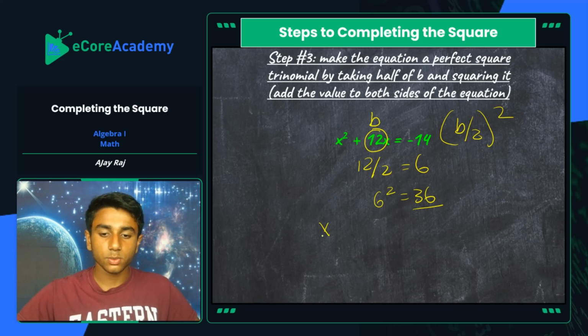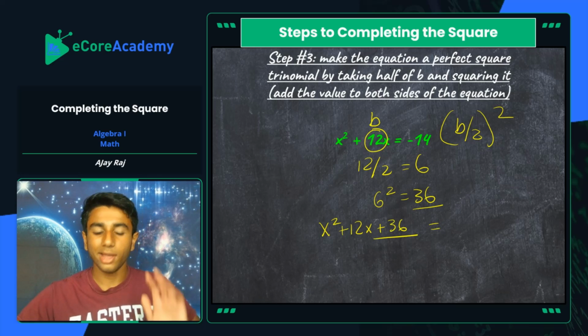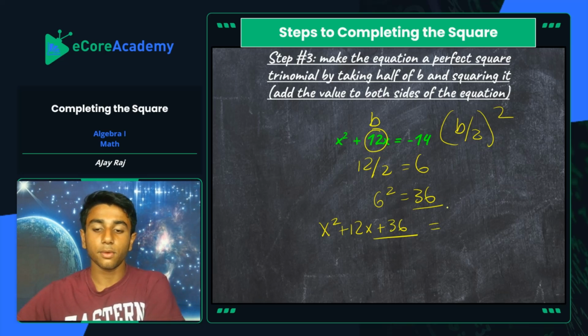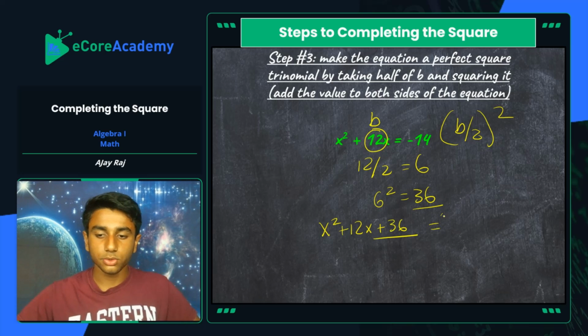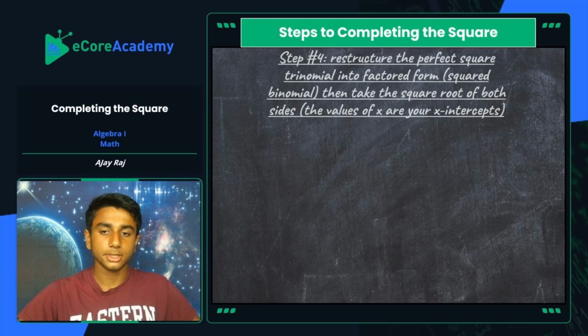So we're going to add, so we have x squared plus 12x plus our 36 here, and that's equal to, obviously, whatever we add to the left-hand side, we have to add to both sides. So 36 plus negative 14 is going to equal 22 on the right-hand side. All right, so now that we've calculated that, let's go on to our last step, step number 4.